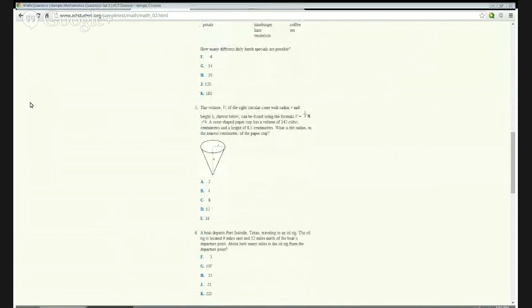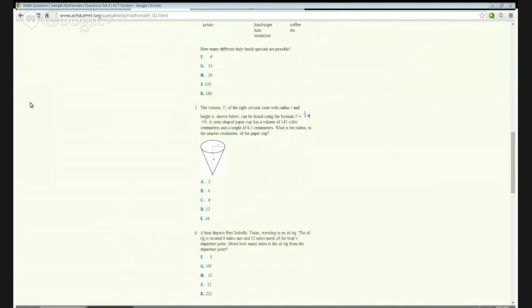Number 5 says the volume V of the right circular cone with a radius r and a height of h shown below can be found using the formula volume equals 1/3 pi r squared times height. The cone-shaped paper cup has a volume of 142 centimeters and a height of 8.5 centimeters. What is the radius to the nearest centimeter of the paper cup?